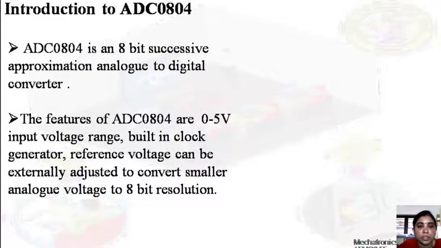Let's have a brief introduction about analog to digital converter. The analog to digital converter IC which we are using is ADC 0804. This IC is an 8-bit successive approximation analog to digital converter. Some of its features are 0 to 5 volt input voltage range, built-in clock generator, and reference voltage that can be externally adjusted to convert smaller analog input to 8-bit resolution. This is about the brief introduction of ADC 0804.